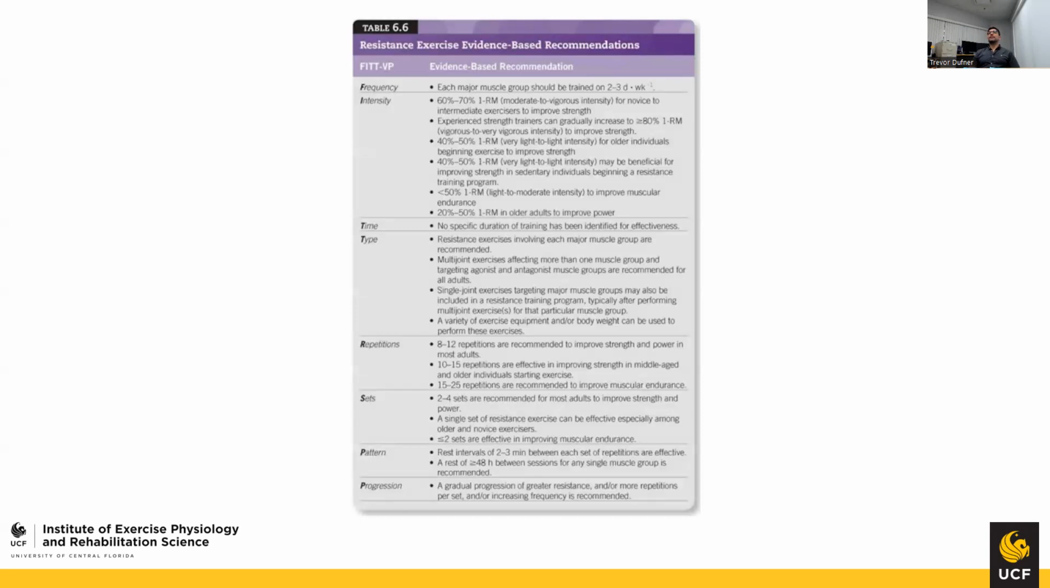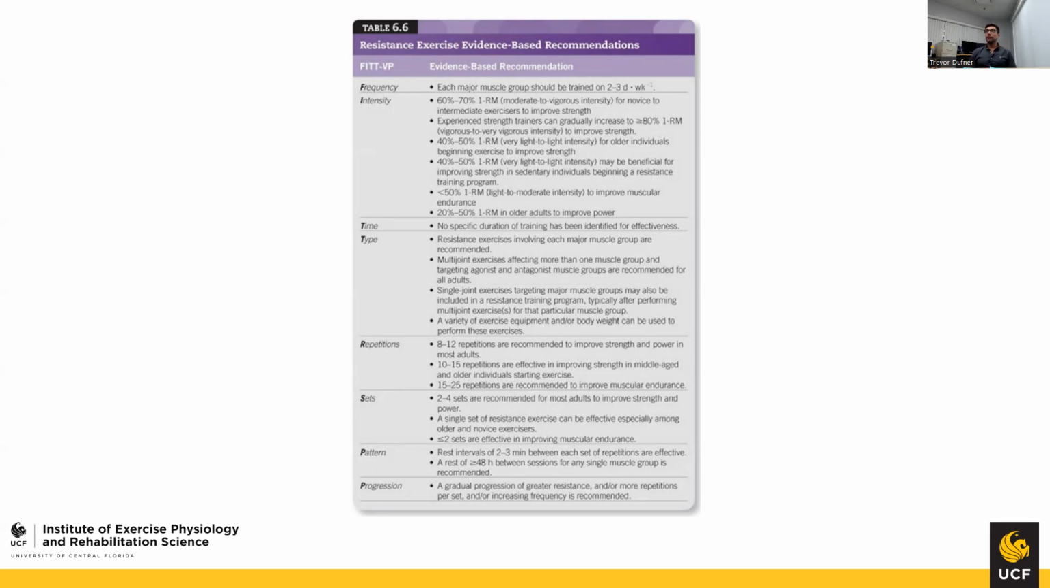So here's a few different recommendations for these types. For frequency, intensity, time, type, repetitions, sets, pattern, progression, you can read through these all yourselves. I'm not going to go through these. Essentially, remember that these are recommendations, but they're strongly recommended. Something that I will hear from my students a lot is they'll be like, oh yeah, I see that's recommended, but I don't really like that. I don't like doing it that way.